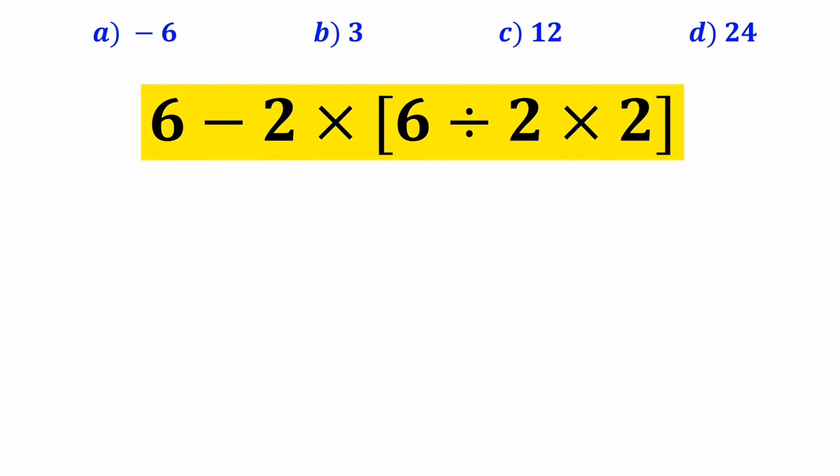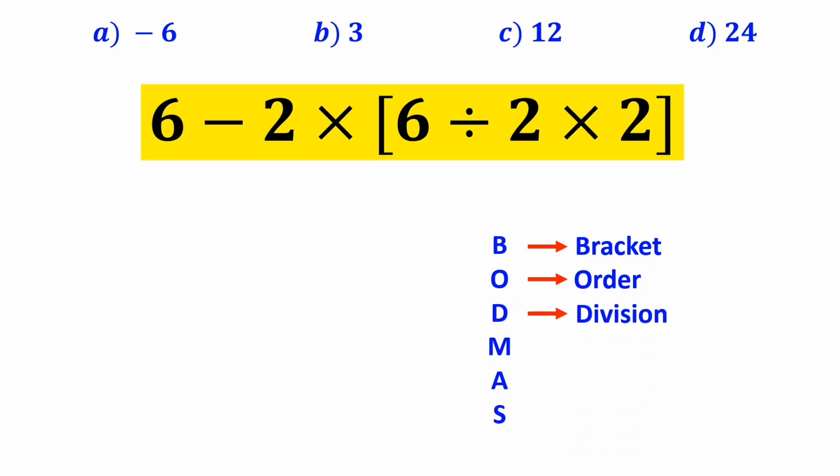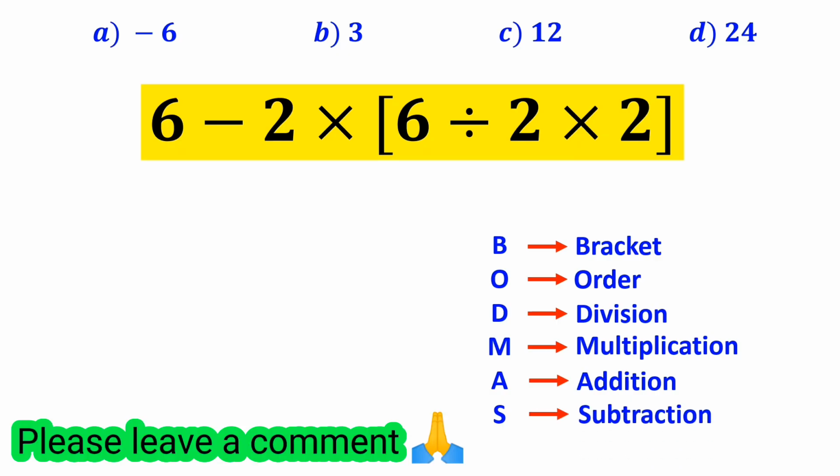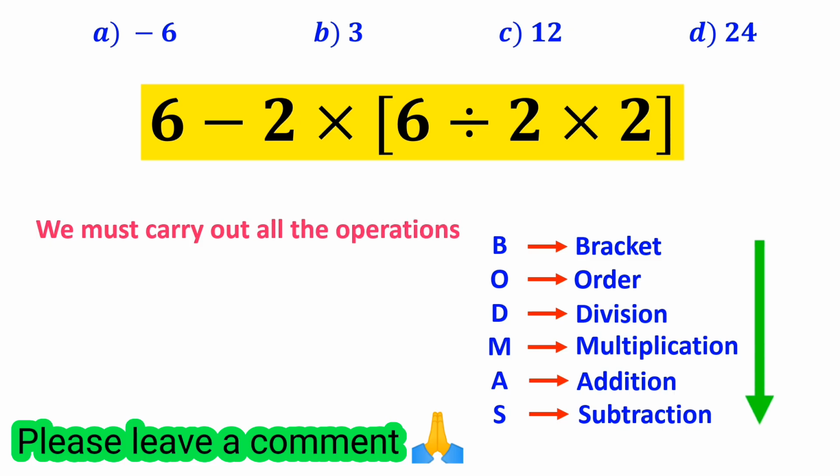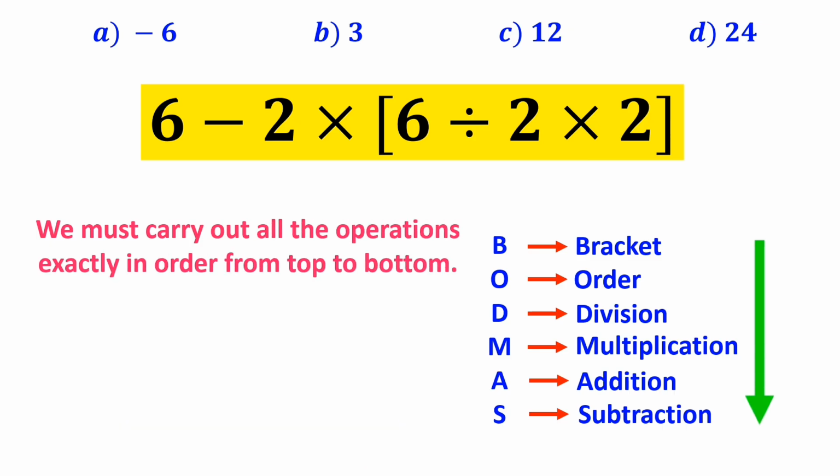To solve this question, we need to strictly follow the BODMAS rule step by step. In this rule, B stands for bracket, O stands for order, D stands for division, M stands for multiplication, A stands for addition, and S stands for subtraction. We must carry out all the operations exactly in order from top to bottom.